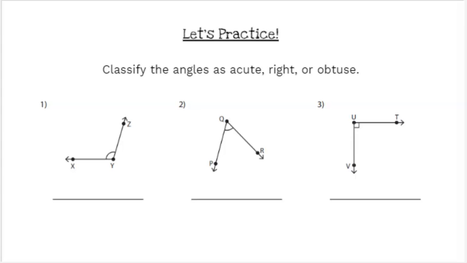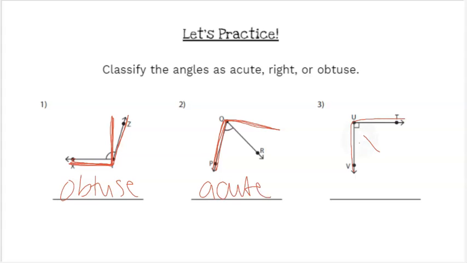Let's practice. Classify the angles as acute, right, or obtuse. I would like you to try this. Pause the video, try it, and then replay to see if you are right. All right, let's find out the answers. Number 1, we have this angle that looks a little bit bigger than a right angle, so we're going to go obtuse. This angle is definitely smaller than if we were to make a nice right angle, so that's going to be acute. And then right here, we know by this marking that it is a right angle.